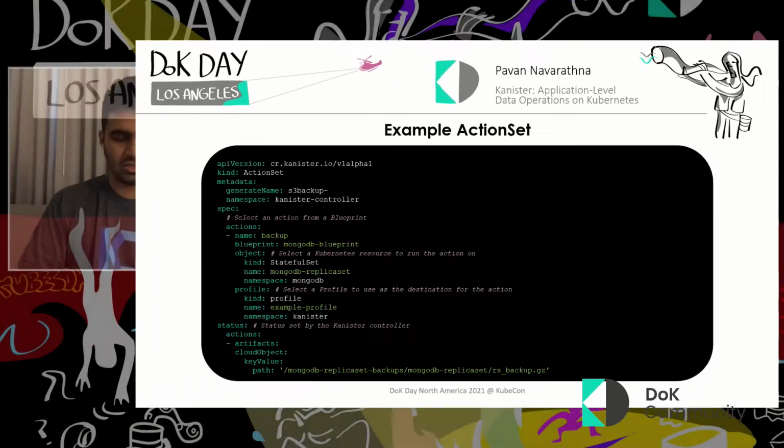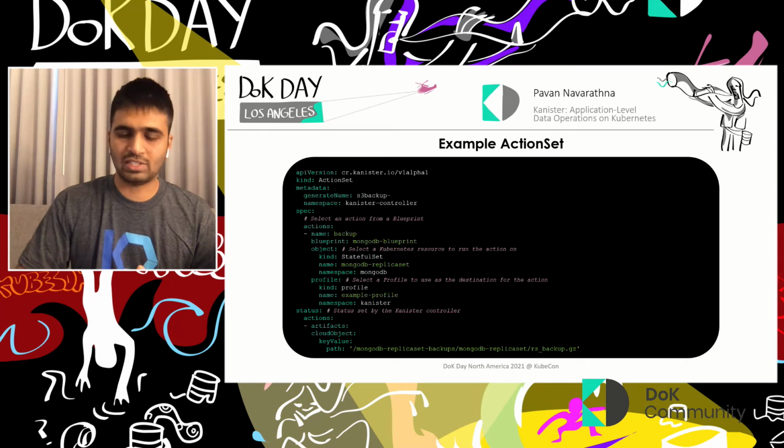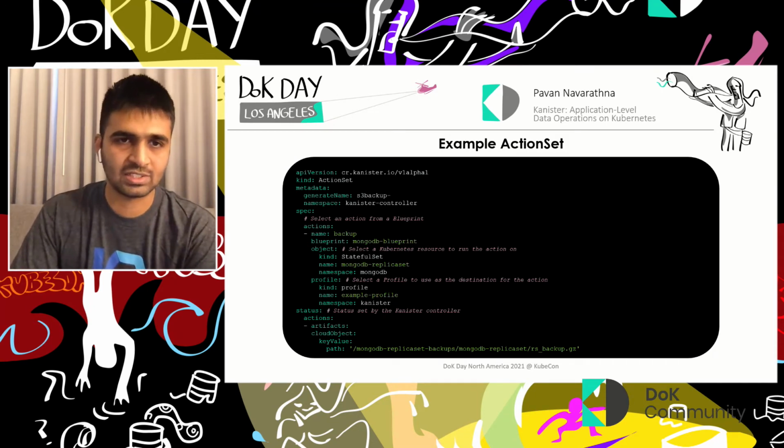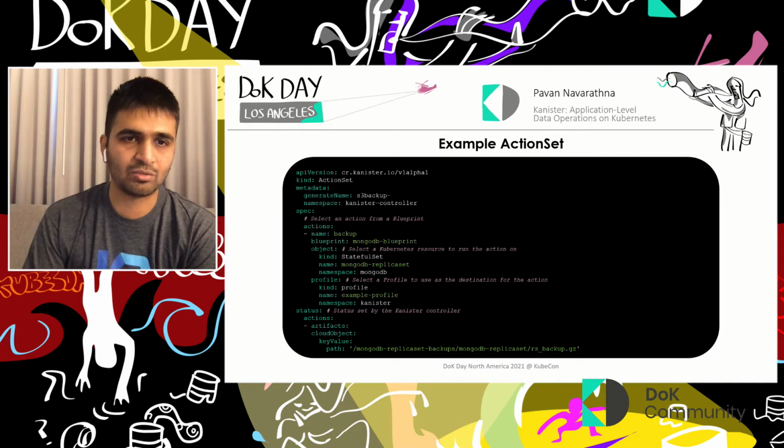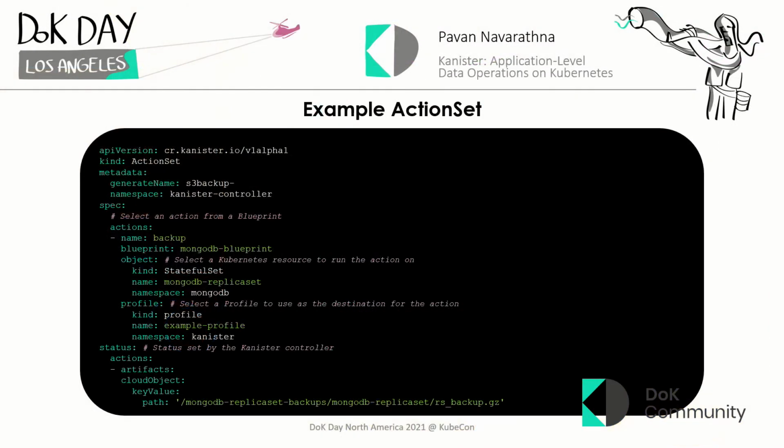So moving on, once these blueprints are defined, we'll see action sets. This action set is selecting the backup action from the blueprint we just saw. It's also selecting an object as the target for this action, that is the MongoDB replica set. And then we have a profile called example profile that is used for the destination for this backup. Once the backup is done, the Kanister controller sets the status of the action set. It could either be the artifacts like we see here, or while the execution is happening, it constantly updates the progress of the action itself.